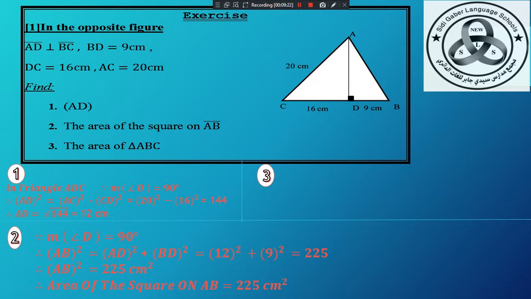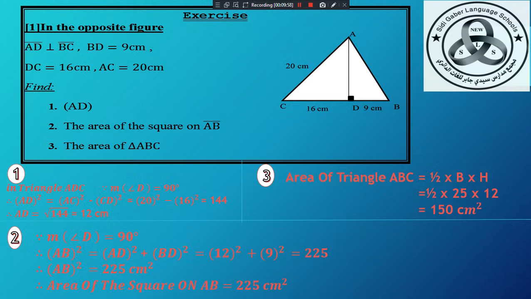Okay, middle one, you understand? Okay. Let's move to the next required. He asked me to get the area of the triangle ABC. We have studied before the area of the triangle equals half times base times height. So we have the base BC, its length 25. And where is the height? The height is AD. Its length equals 12. So the area equals 150 centimeters square. That's okay.